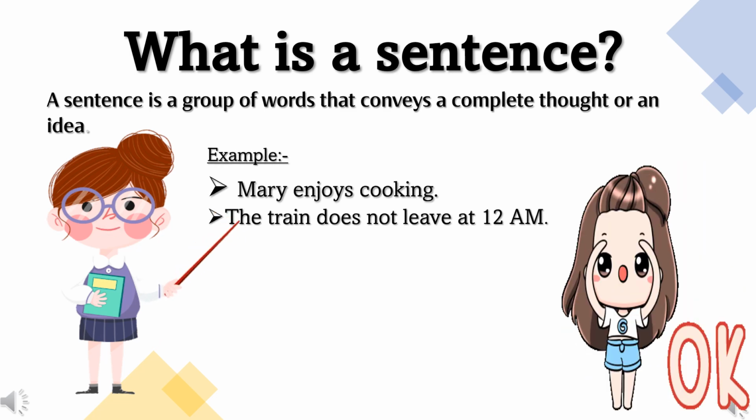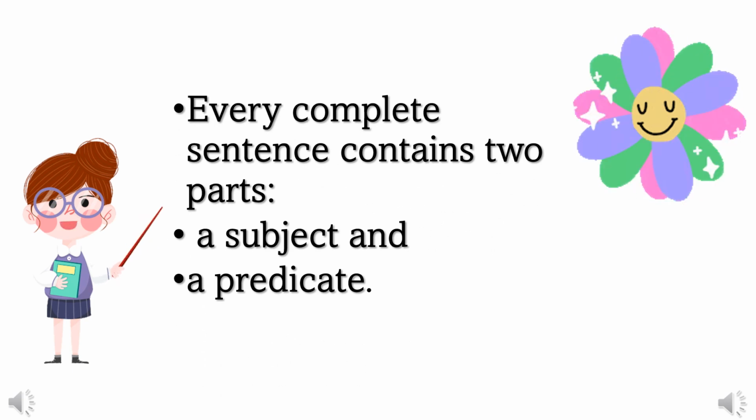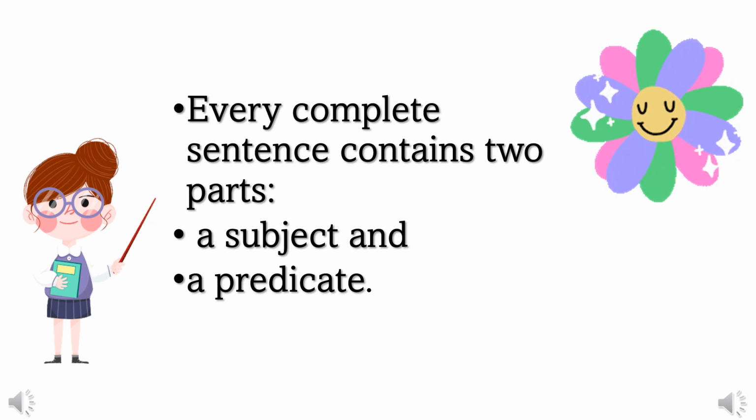Let us first understand what is a sentence. A sentence is a group of words that conveys a complete thought or an idea. A sentence should contain two main elements in them, that is a subject and a predicate. That's why it states every complete sentence contains two parts, a subject and a predicate.